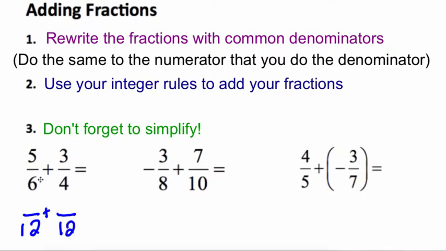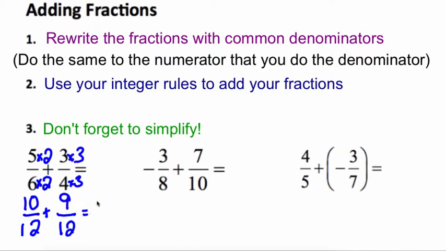We're asking ourselves how many times does 6 go into 12? So we're going to multiply the top and the bottom by 2. Whatever you do to the top, you do to the bottom. 4 times 3 is 12. So then 3 times 3 is 9.